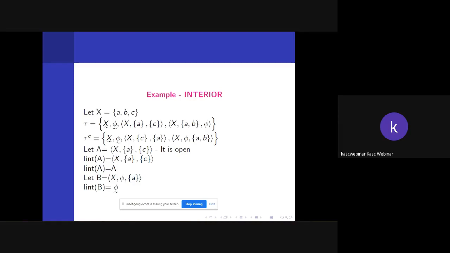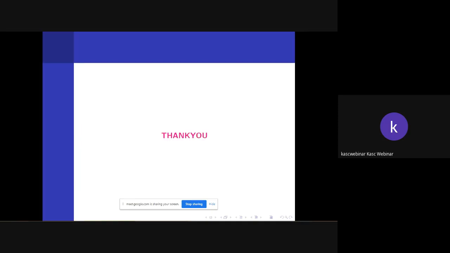So X, null set and A, taking the interior, that is, to find the interior, you have to find the sets which are contained in B, and you have to take the union. So no other sets other than the null set are contained in B. So that is the interior of B.